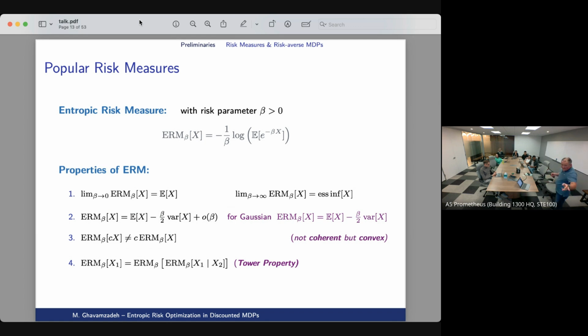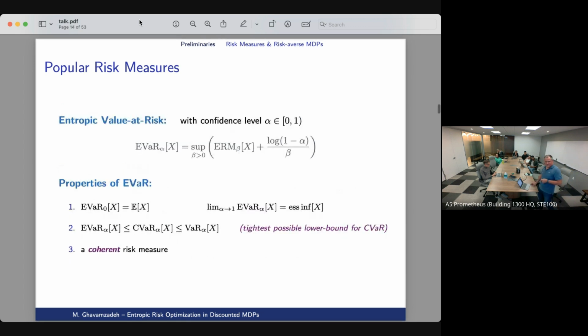And this one has one of them, doesn't have the other. So it's not a coherent, but it's a convex risk measure. The other risk measure that is relatively new is called entropic value at risk. It is defined at confidence level alpha, and the risk level is interpretable like CVaR and VaR. Alpha is between 0 and 1, and it's defined based on the entropic risk measure.